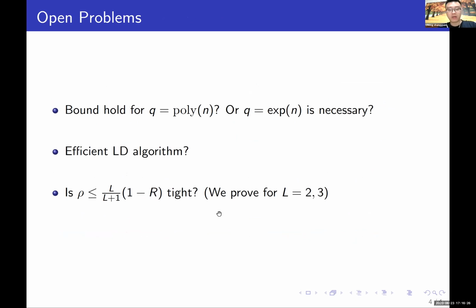I will end this talk by mentioning a list of open problems. First, in our construction, the field size q is an exponential power of n. Is it necessary? Or can it be much smaller, say, can q be a polynomial function of n? Second, we only consider the combinatorial list decodability of RS codes. But what about the algorithm? Does there exist an efficient algorithm that achieves our bounds? And finally, is this bound always tight for every positive integer L? We know that it is true for L equals 1, 2, and 3. So my talk ends here, and thanks a lot for your attention.